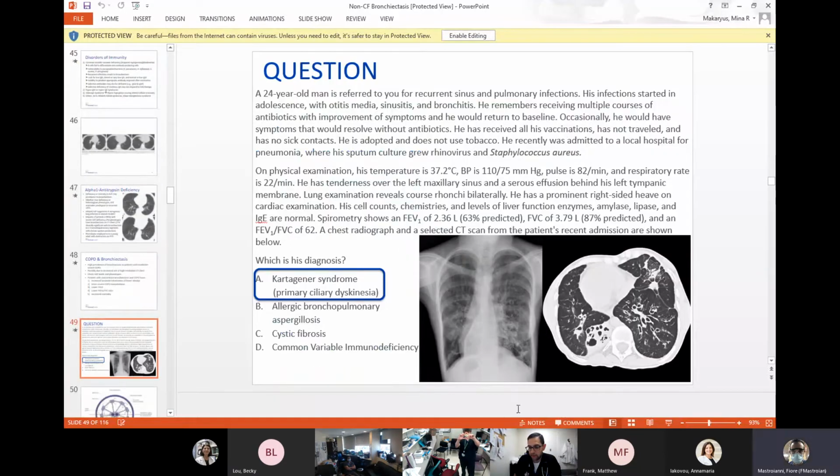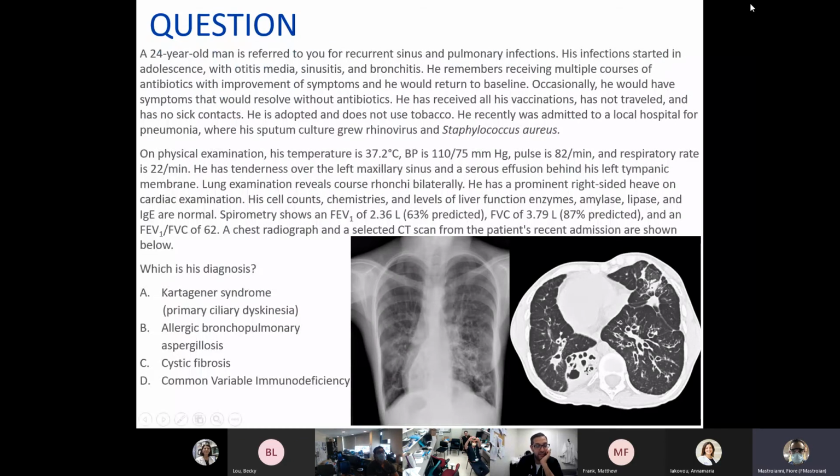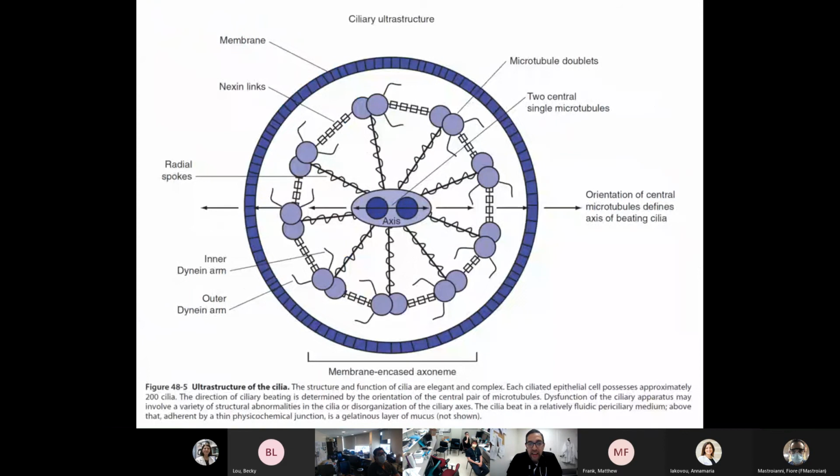I don't think I can hear anybody. Primary dyskinesia. Say it again. Oh, it's highlighted, but this is Kartagener's ciliary dyskinesia. Yes, thank you, Fiore. So dextrocardia, this is Kartagener. Yes, I'm gonna show his imaging. Thank you, Fiore. So let's talk about primary ciliary dyskinesia briefly.